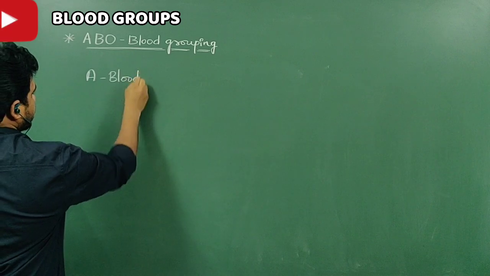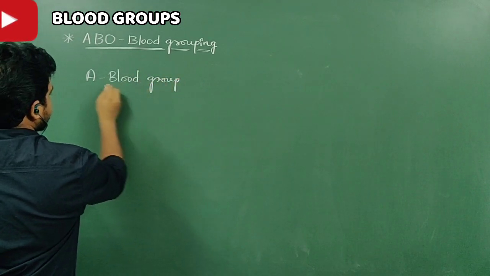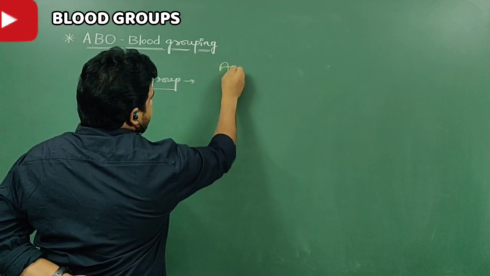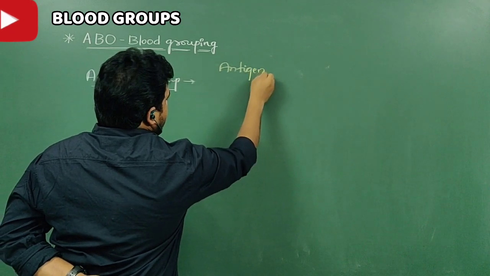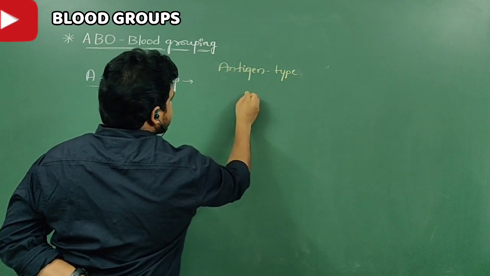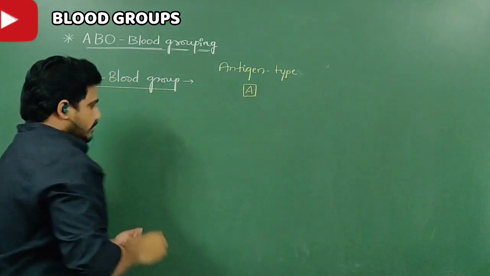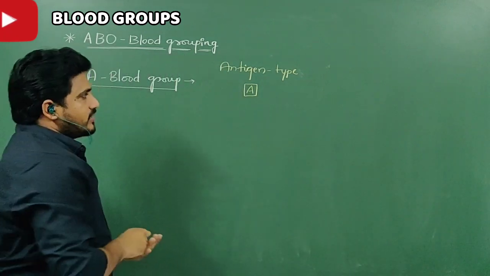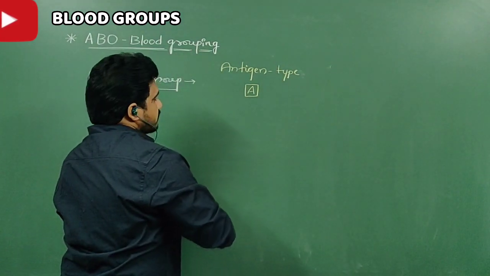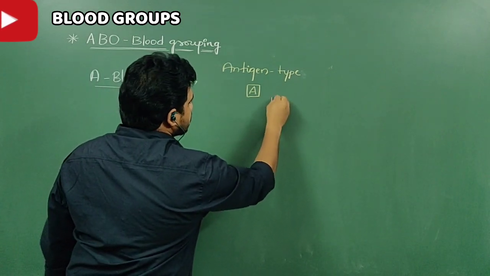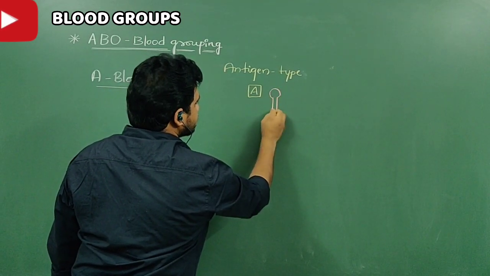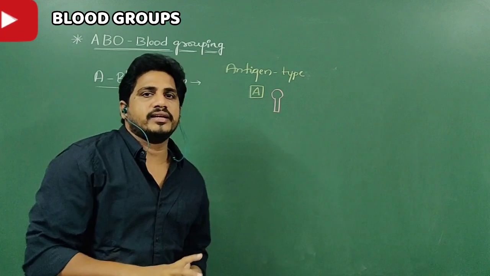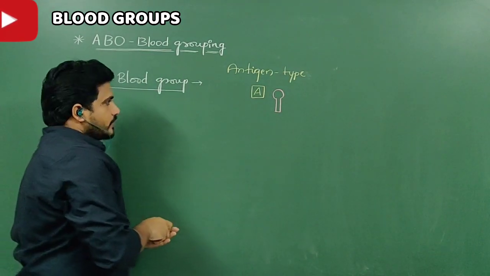First, A blood group. In A blood group, the antigen type is A. All antigens are sugar polymers only. But how is one antigen differentiating from another antigen? Let us take the A antigen in this shape. These shapes are just for our understanding only. They are not exactly present in the cell membrane of RBC.